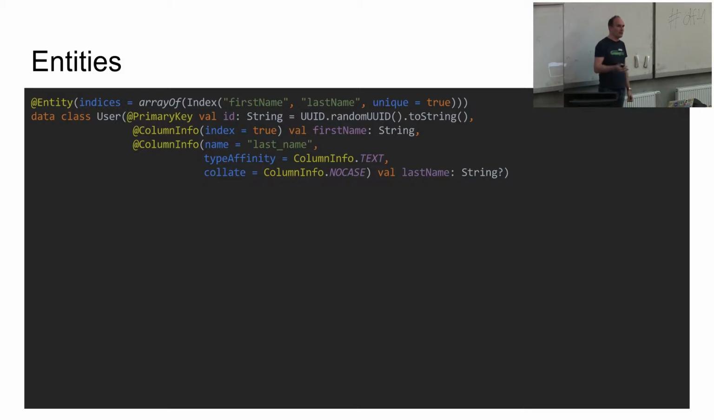You can specify it on the entity annotation, or you can use the column info annotation, which also allows you to tweak the column representation in the database further. So if you just have a single index, you probably want to use the column info, set index as true on a single field to make it indexed. And again, with the column name, you can also rename the column name in the database, and you can set things like type affinity and collation, which is important if you want to query on it, depending on how the database is basically comparing your column to your value. So this is pretty powerful.